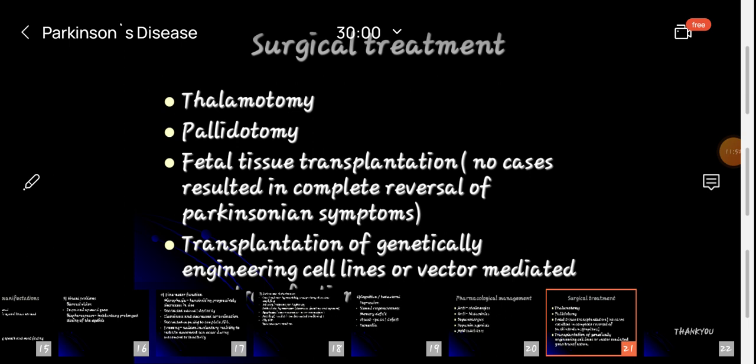Surgical treatment: thalamotomy. Thalamotomy is a surgical procedure used to treat tremor. It involves destroying a tiny area in a part of the brain called the thalamus. Pallidotomy is a neurosurgical procedure used to treat Parkinson's disease and some other conditions, often as an alternative to deep brain stimulation.